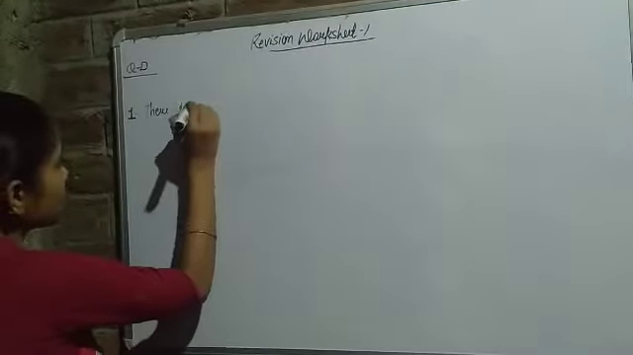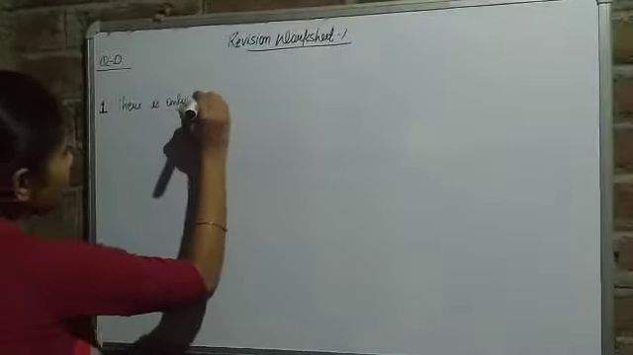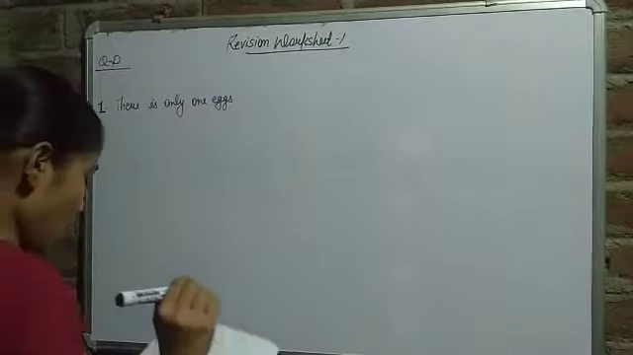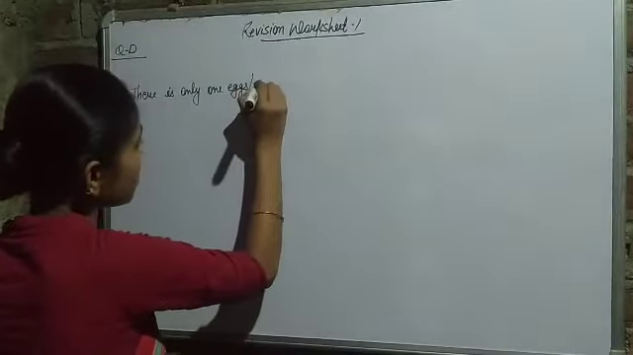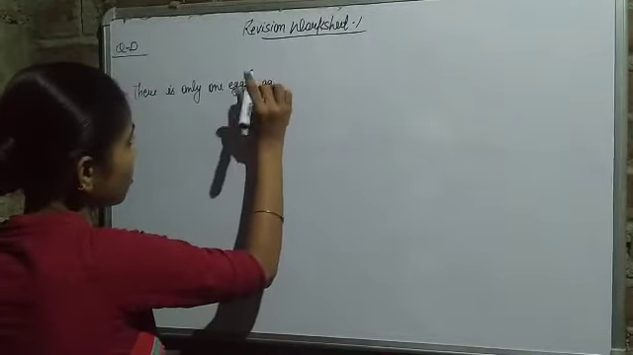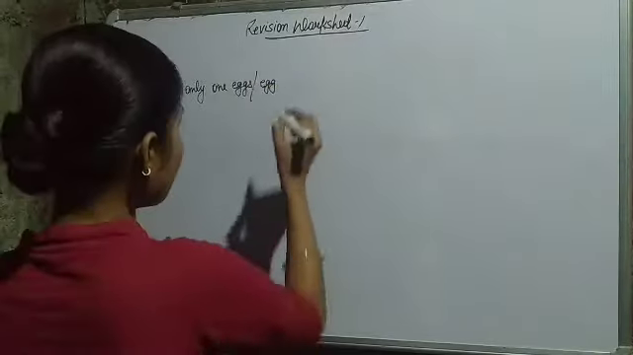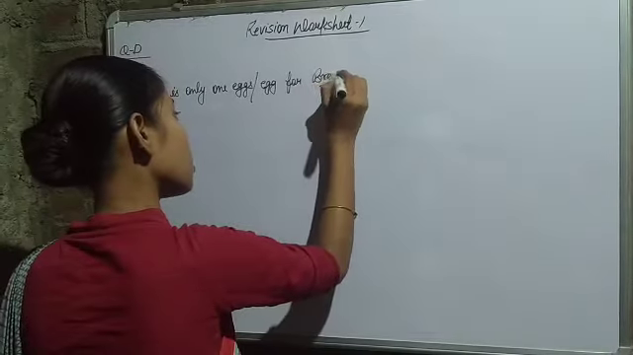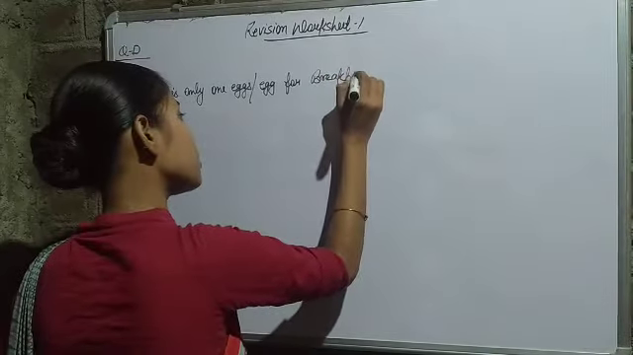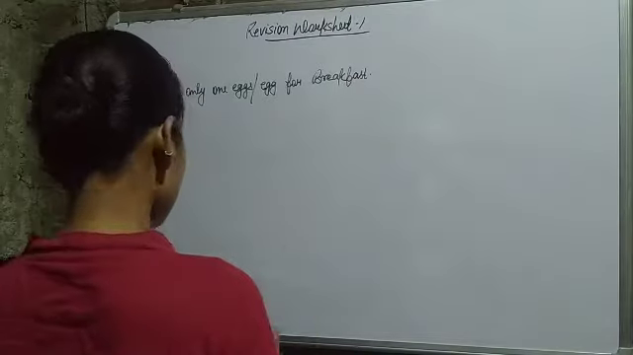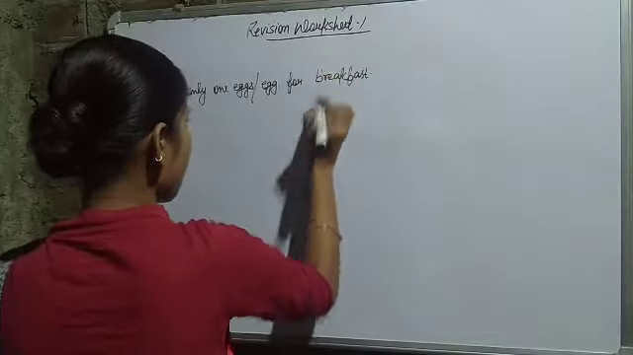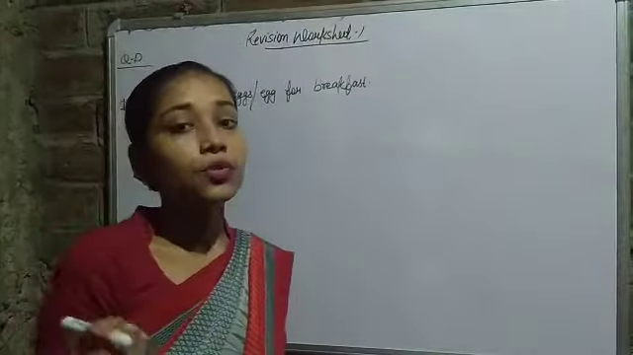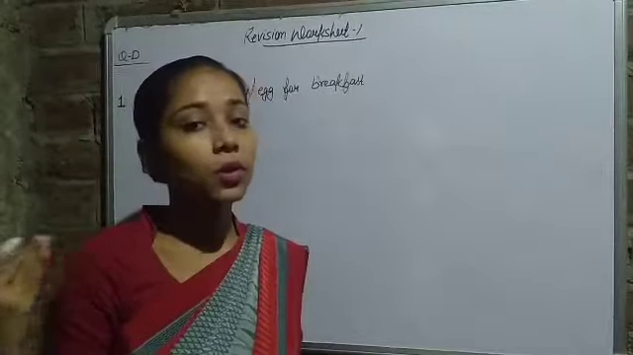There is only one egg, or eggs, for breakfast. So this exercise is related to your chapter 4, which was one and many, I mean singular to plural.